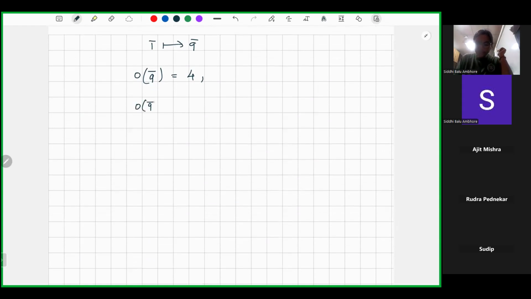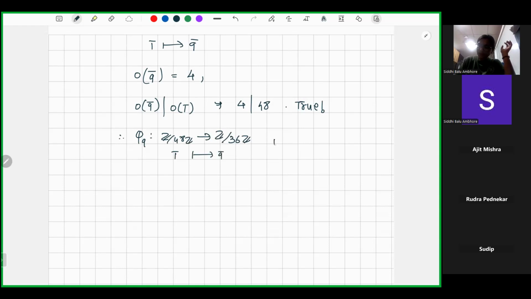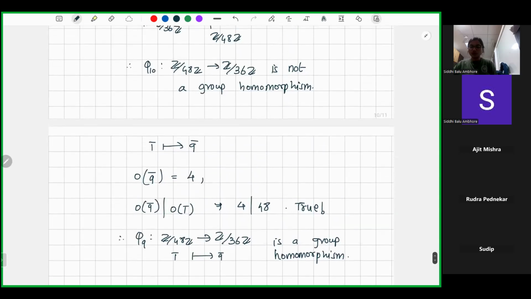So now, does the order of this 9 bar divide the order of 1 bar in Z48? That is just 4 divides 48. This is true. So I can conclude that sending A to 9 bar will give me a group homomorphism. Is this clear? So phi of 9 from Z48 to Z36Z, 1 bar going to 9 bar, is a group homomorphism. We have to check for 2 more. But I hope you all understand what exactly we are doing here.